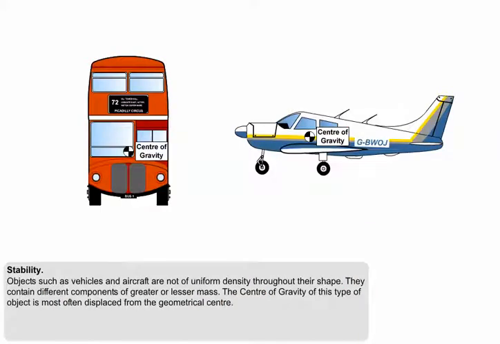Now, many practical objects, such as vehicles and aircraft, are not of uniform density throughout their shape. They are made up of different heavy and light components, that is, components of greater or lesser mass. In this type of object, the center of gravity is rarely in the geometrical center of the object. The center of gravity is most often displaced from the geometrical center.